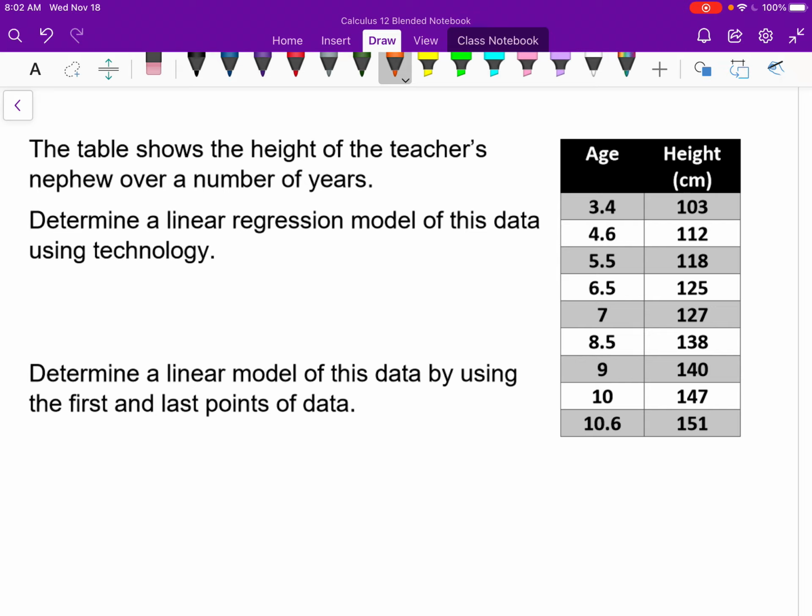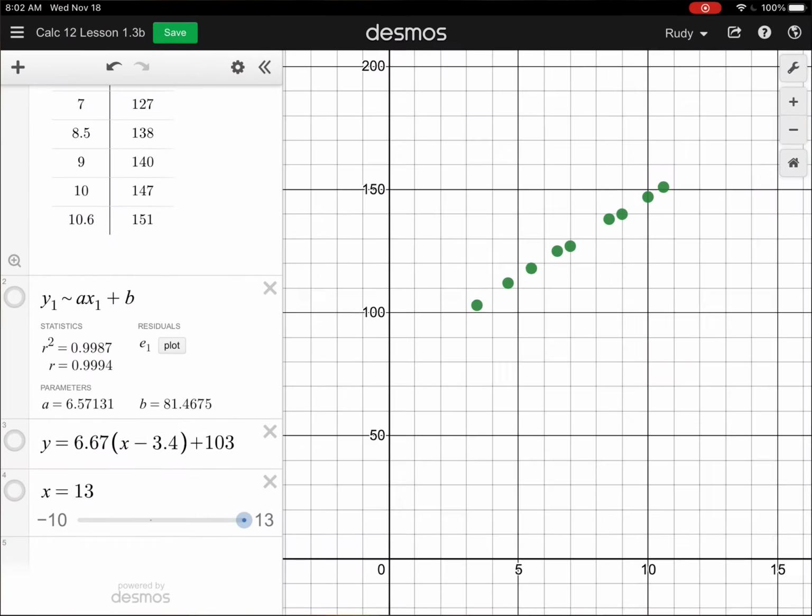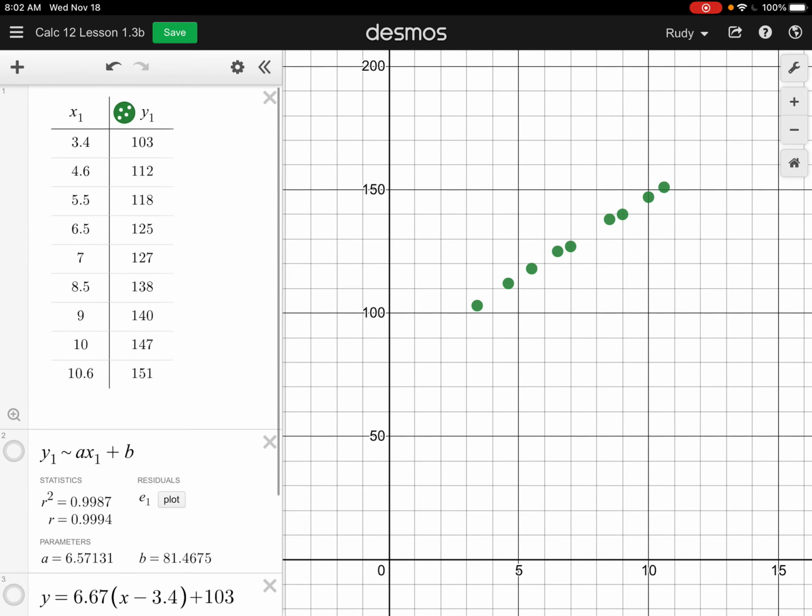So what I need to do first is put this information into Desmos or some sort of technology. I'll always use Desmos. And so if I go to Desmos, there it is. So this table right here is the same information. X is the age, Y is the height in centimeters, and these are the points. Notice that this person's growing at a pretty linear manner, at least from the ages of 3.5-ish to 10.5-ish. And so to create a regression model of this, you can see down here on the left-hand side, I typed in y1 is approximately equal to a times x1 plus b, and then it created all these parameters for me.